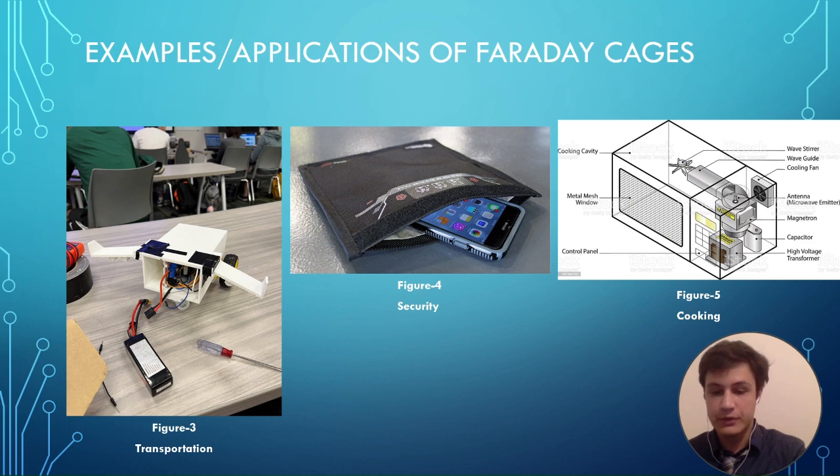The second one is security. In figure 4, for example, if the police confiscates a phone, they put it in a material made of a conductive element, such as aluminum, to block signals going from the phone or signals coming to the phone, and this provides security. The last field is cooking.